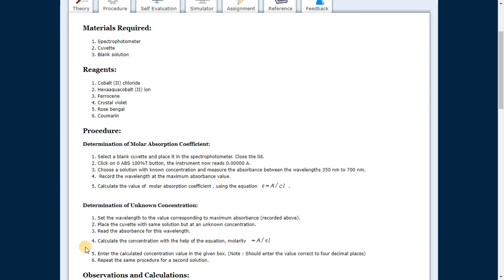Now, choose another solution with a known concentration and measure the absorbance between the wavelengths 350 to 700 nanometers. Record the wavelength at the maximum absorbance value. And then we solve for the molar absorption coefficient using the equation epsilon equals A over CL. But let's try to do this first part first. So blank cuvette and then press zero, it becomes zero, and then the known concentration, and then find the maximum absorbance.